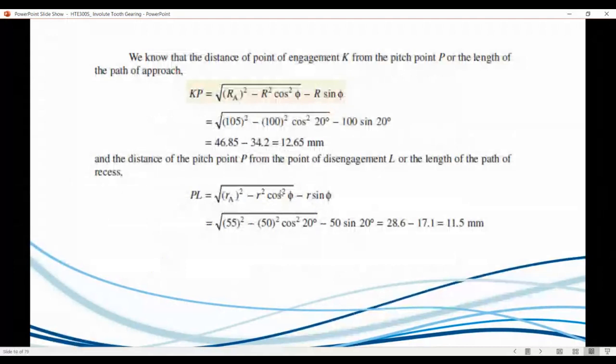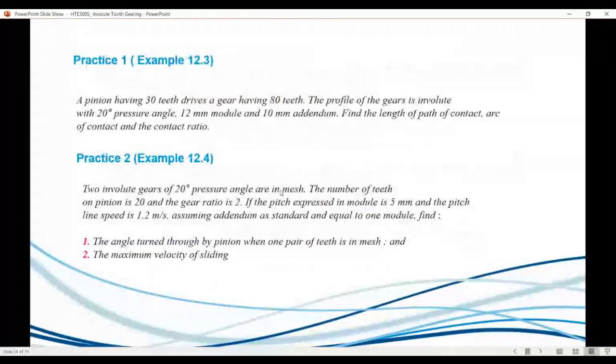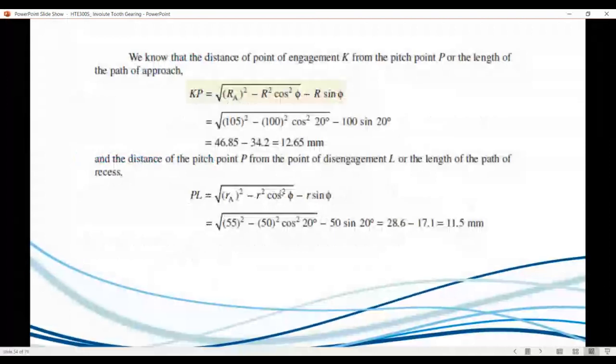Obviously, what's important here is from there we know where we go. We talk about the points of engagement now. Then they find the path of approach, K of approach. They find the path of recess, and then obviously we can find the path of contact, which is the next step of the actual problem. But now what we are looking at is the velocity of sliding at each one. Okay, so let's quickly do that.